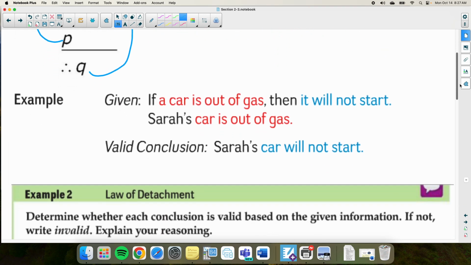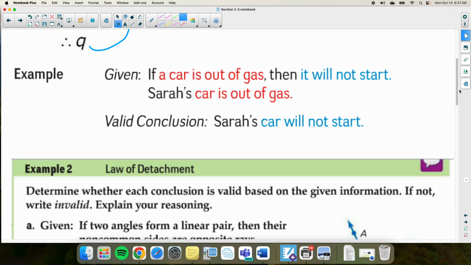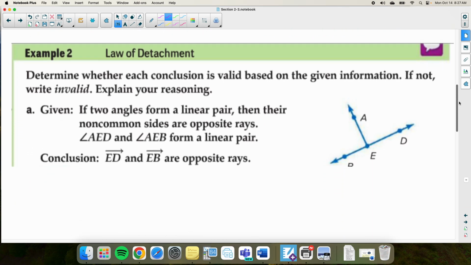Okay, so if we look down here, they have an example for us. If a car is out of gas, then it will not start. Sarah's car is out of gas. Isn't this talking about that, right? And then the conclusion is Sarah's car will not start. Now, one thing that I did not say is these two can't be in the opposite order, okay? The second one has to refer back to the first, the third one has to refer back to the second, okay?